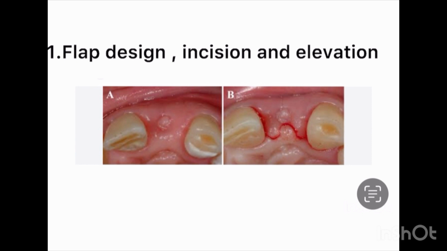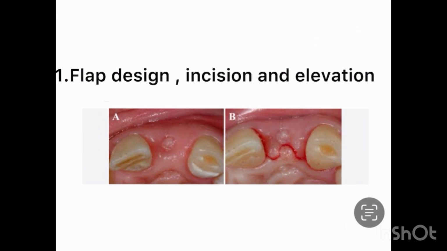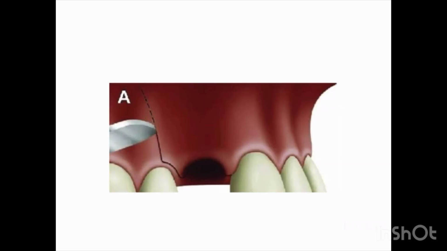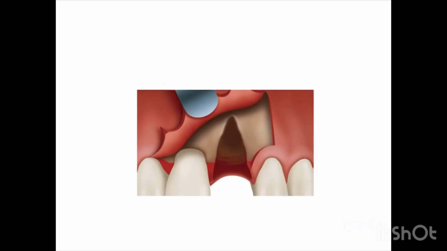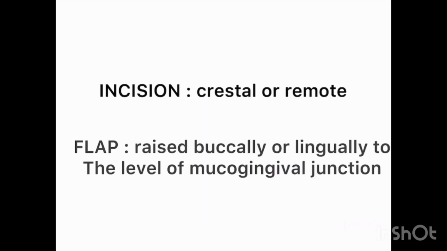Now what does it mean? It means that a design will be selected to raise the gums or mucosa covering the ridge. Either it may be triangular or according to the site, as seen here. And then the incision will be made. You can see here the incision is being made. And then the mucosa will be elevated. You can see here the elevation.